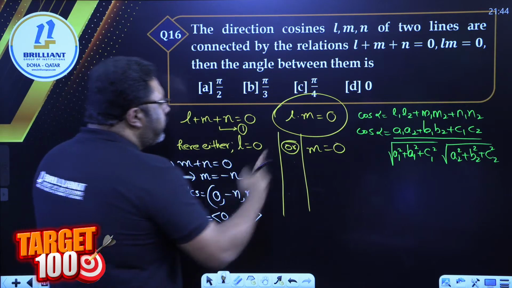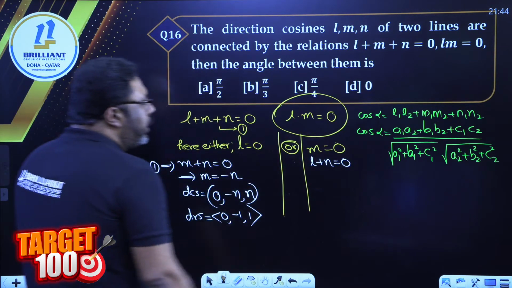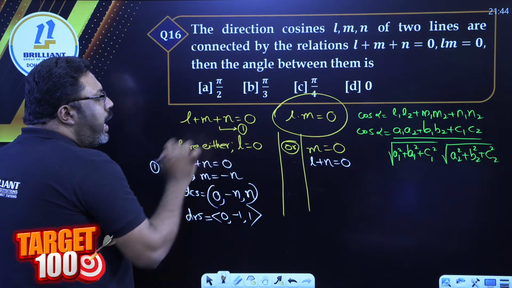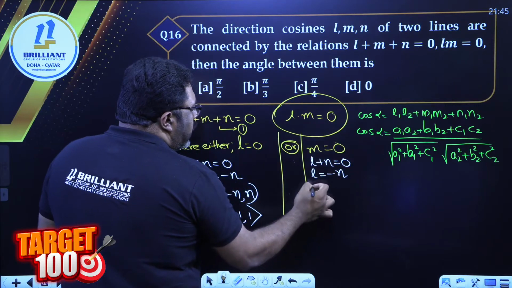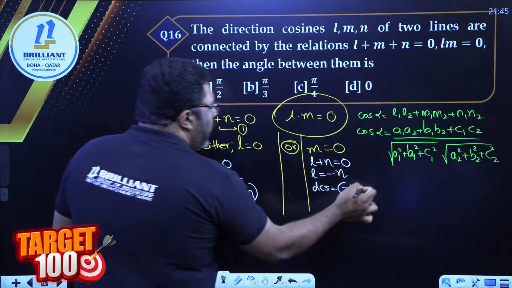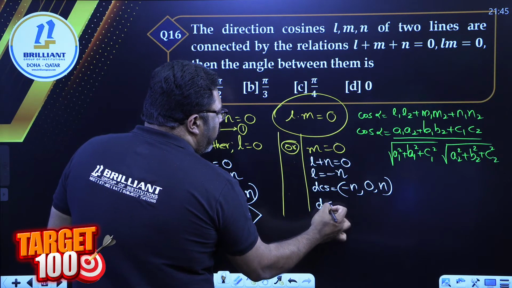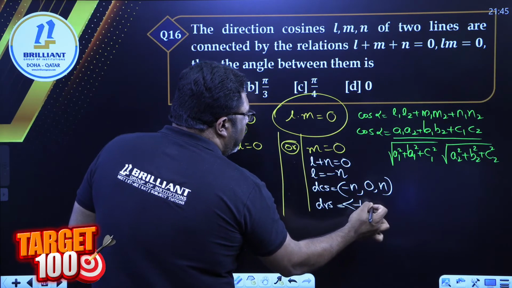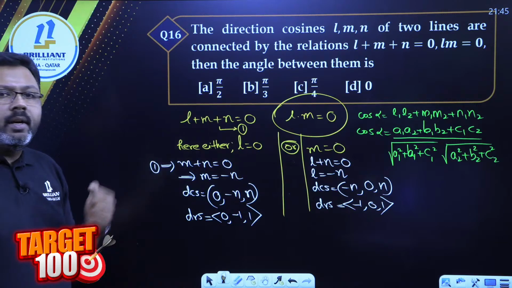Same technique applies there. M equal to 0, L plus N equal to 0. So can I say L is equal to minus N? So what are my direction cosines? Minus N, M is 0, and N. Yes, and what are my direction ratios? Minus 1, 0 and 1. Yes, so this is the answer here, right?